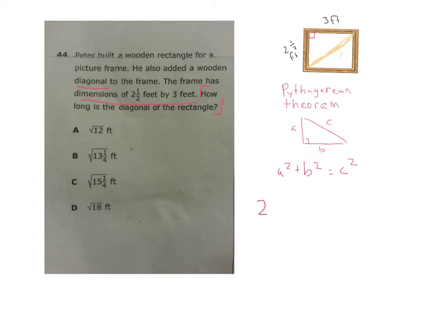Two and 1/2 squared. To solve that, it would probably be easier to turn it into an improper fraction. So we'll call that 5/2 squared, and 5/2 times 5/2 is equal to 25/4.